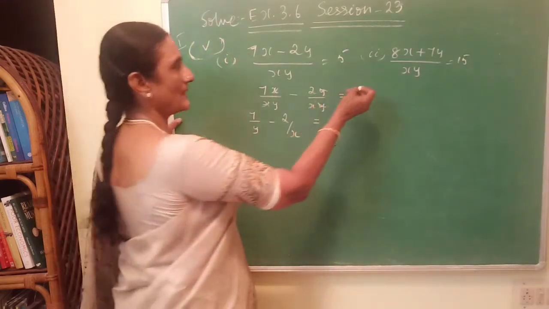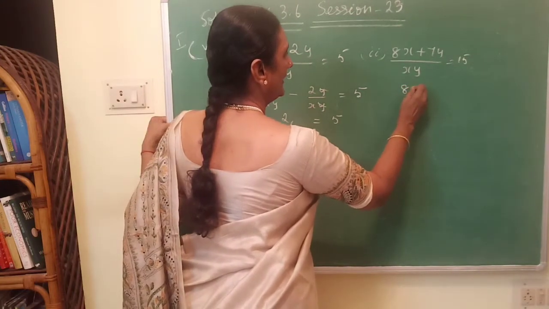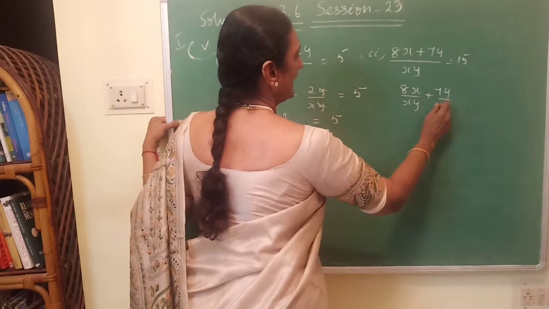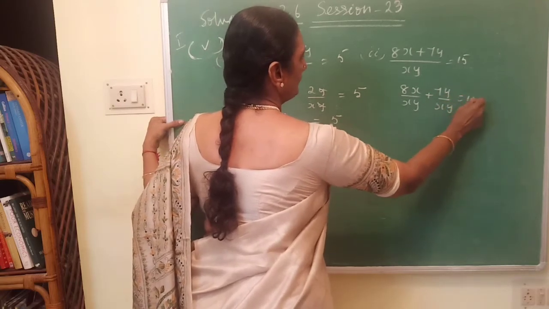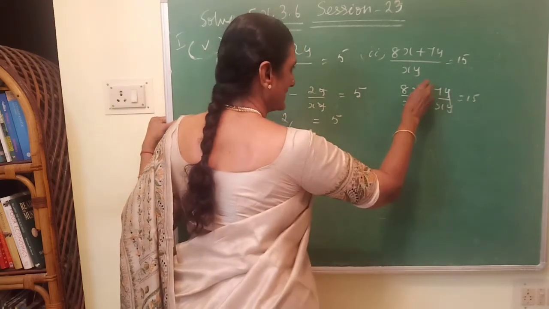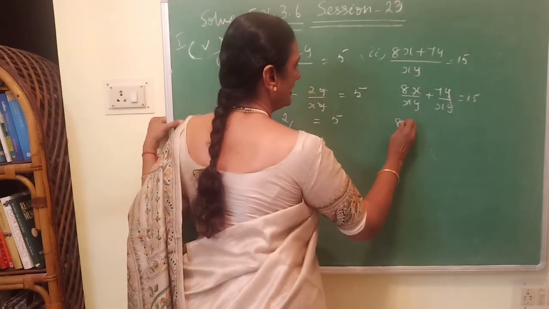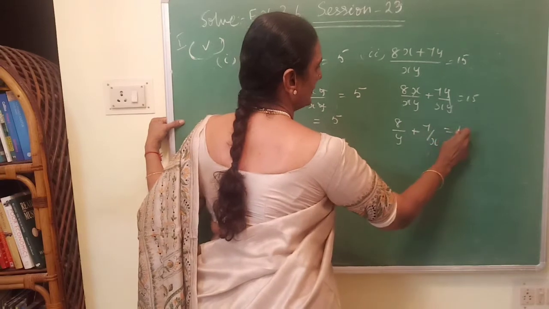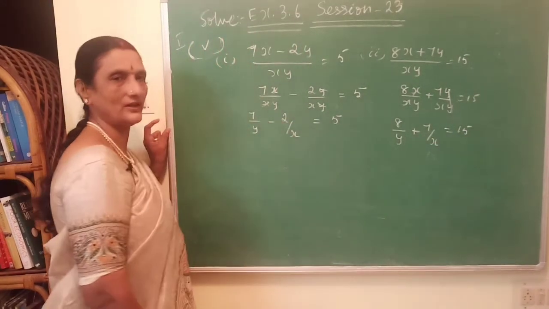Correct? In the same way, this equation is what? 8x by xy plus 7y by xy is equal to 15. This y and y will get cancelled. Here x and x will get cancelled. So we will get 8 by y plus 7 by x is equal to 15. This is another equation.